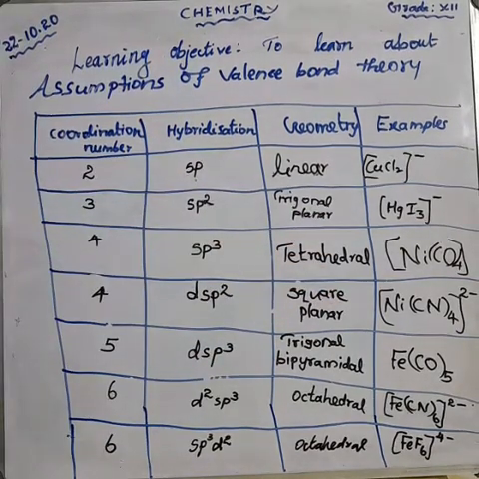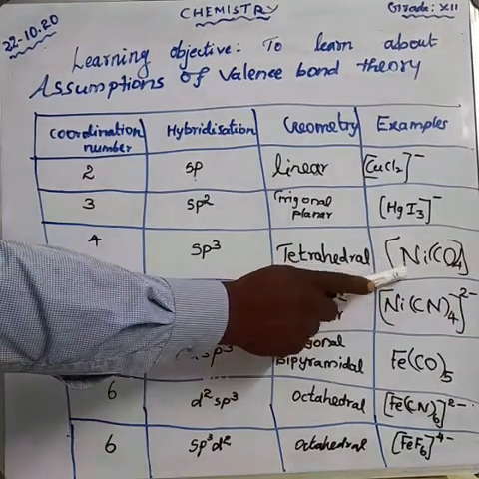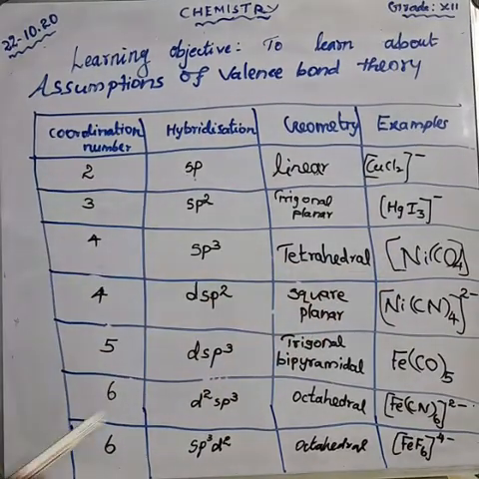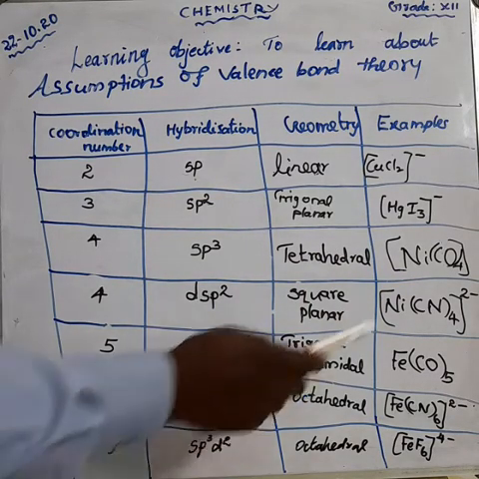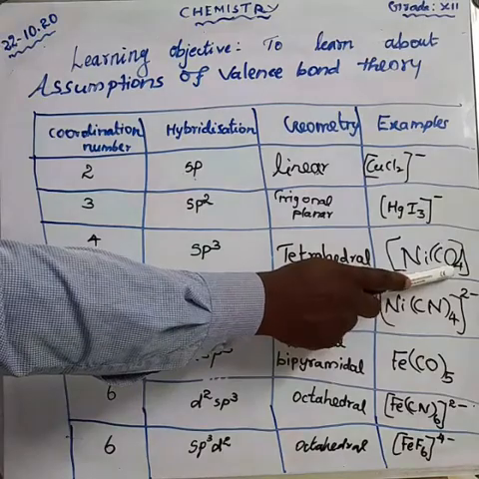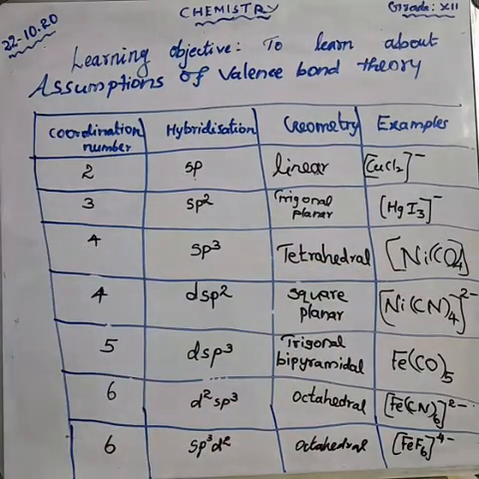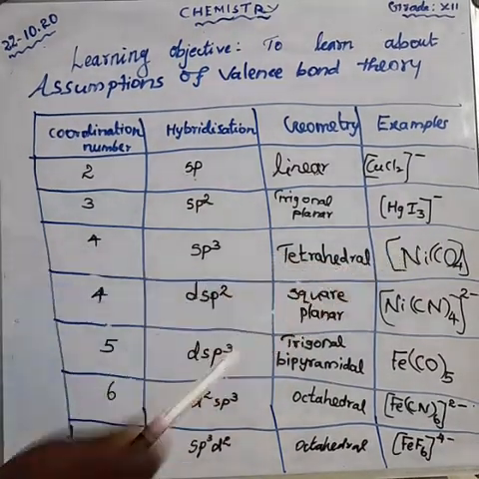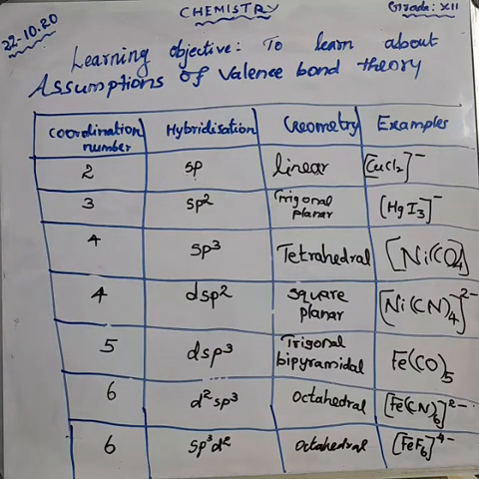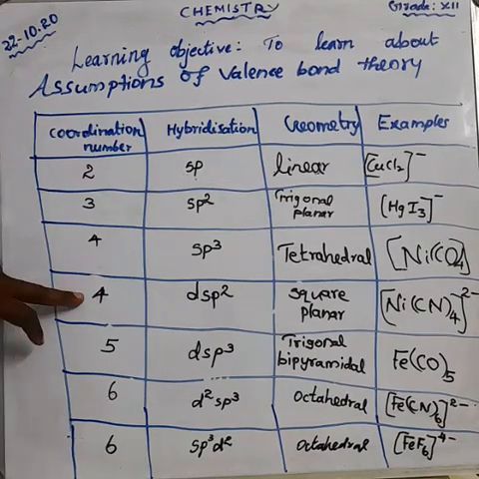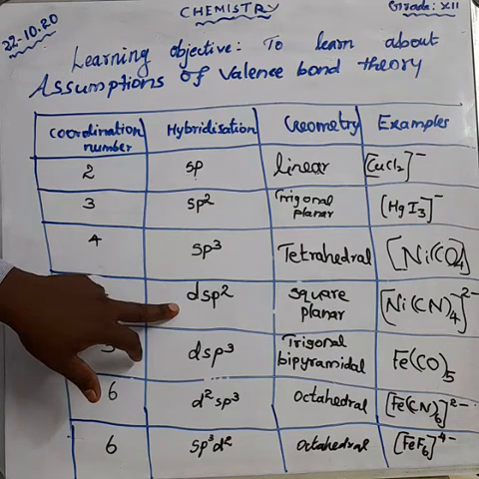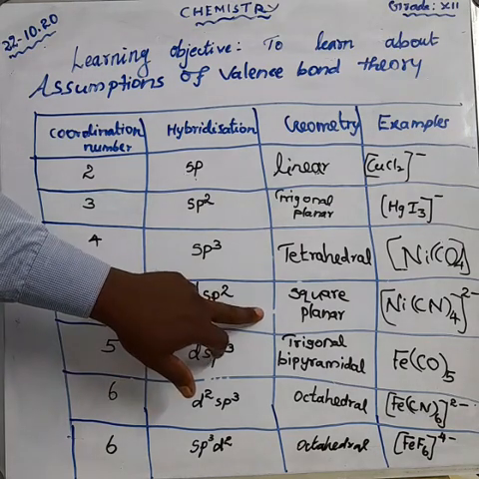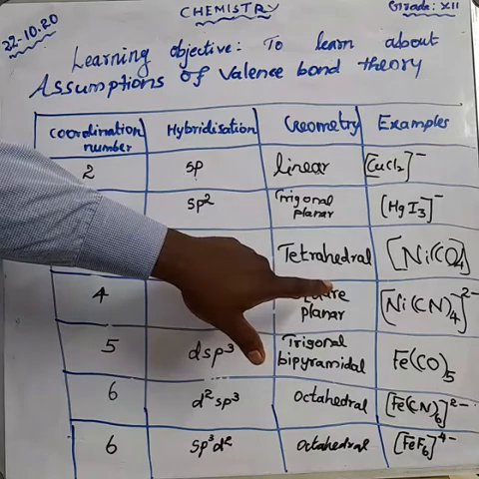Can anyone say this complex name? CO is which ligand, positive, negative or neutral? Neutral ligand. How many carbons are there? 4. So, tetracarbonylnickel(0). Next one, coordination number 4. What is the hybridization? dsp2, square planar. And about the example, what is the example?